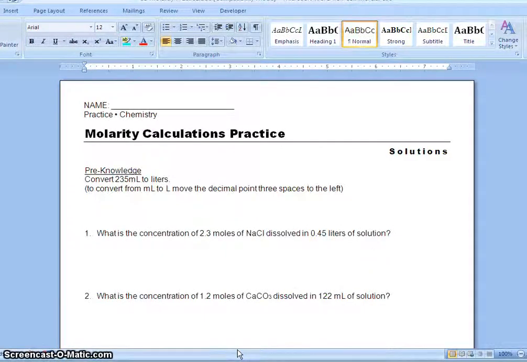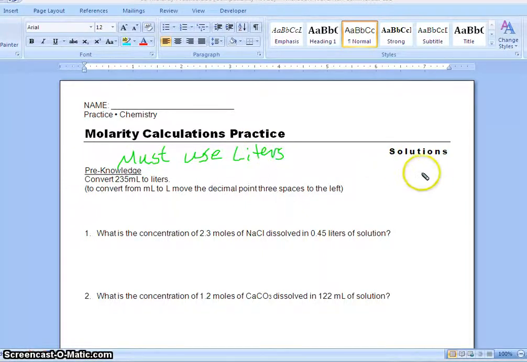So now I want you to do some practice. And we've got some practice questions. Many of them are very much like the ones we just did. Just wanted to draw your attention at the top here to 235 milliliters. We've got to use liters when we calculate our molarity. Must use liters. And as you will remember, on your graduated cylinder, you usually got milliliters because they're nice and small. Liters are very big.